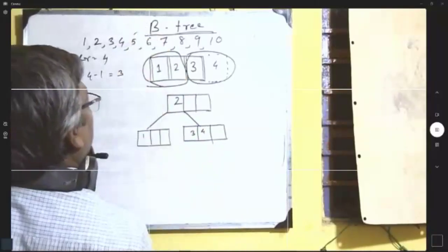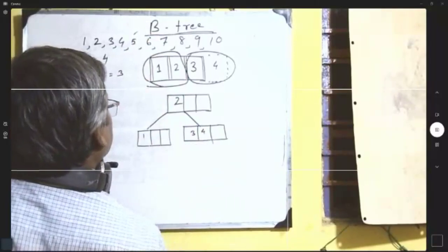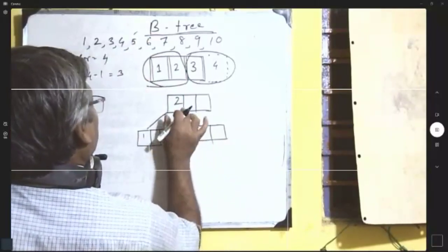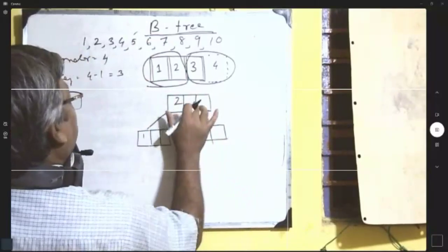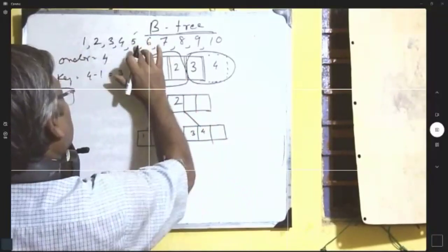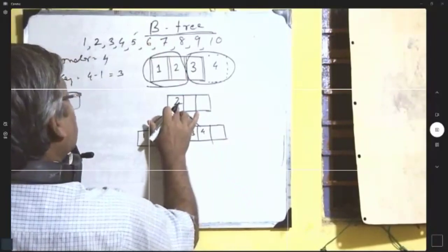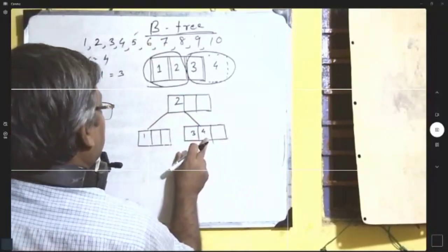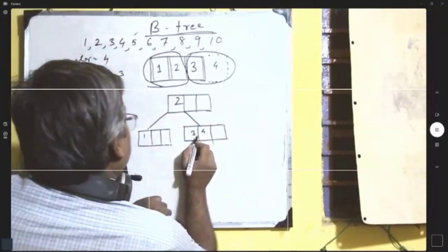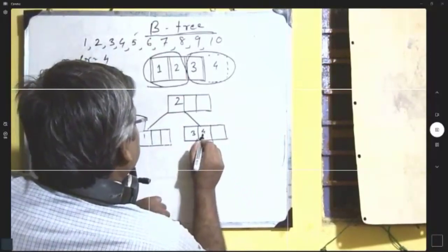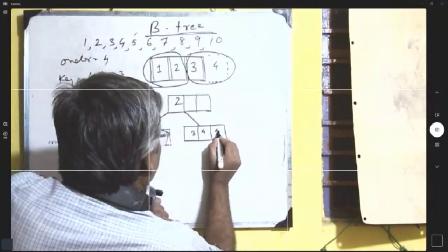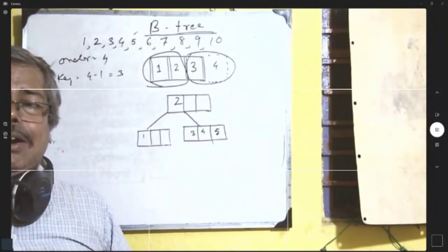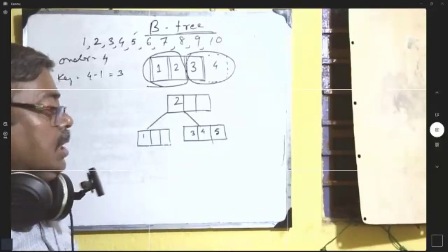Fifth value is 5. Where should this number be put? First we have to consider and compare this root node with this node, and it shows that 5 is greater than 2. If it was less, then it would go at the left position. It is greater, so it will come at this position, and it will also compare with the existing values and take the right position. We know that if the value is greater, we take the right position. If the value is less, we take the left position of the node.